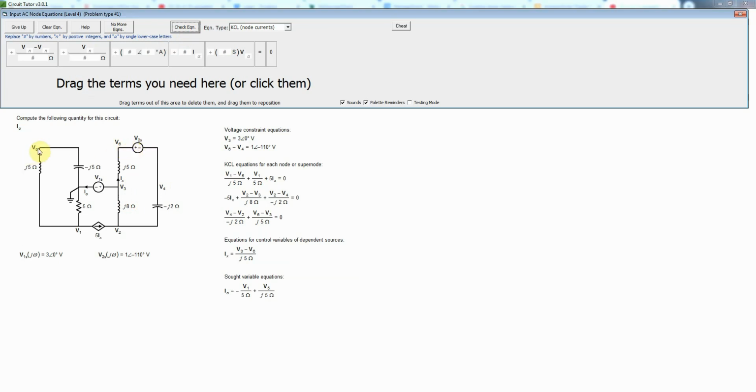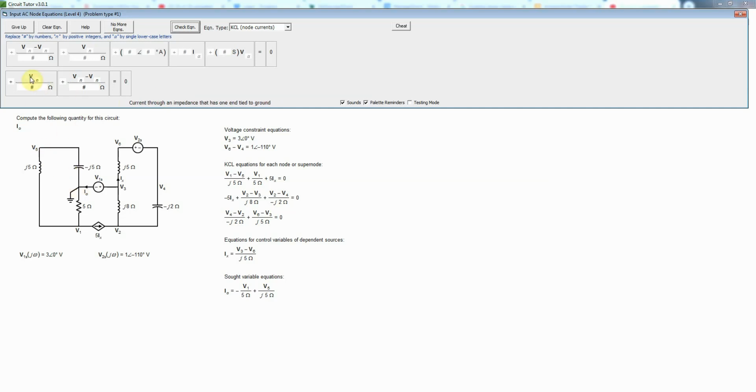Now we also need to do one for node 5. We've done nodes 4 and 6, but we haven't done node 5 yet. So that will require one term that's going through an impedance to ground, and then another one going to a different node, so that would be like that. And that will all be equal to 0.